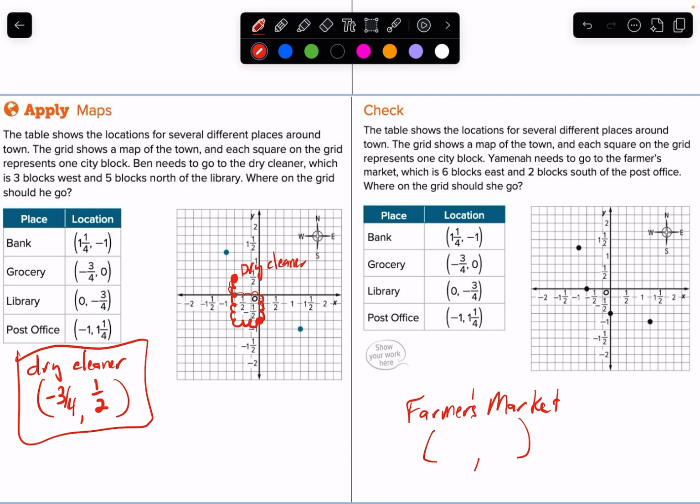Okay, post office is -1, so that's all the way back here, and -1 and 1/4. So -1 and 1/4. That's the post office. From the post office, it's 6 blocks east. 1, 2, 3, 4, 5, 6, and 2 blocks south. 1, 2. So right there is the farmer's market.